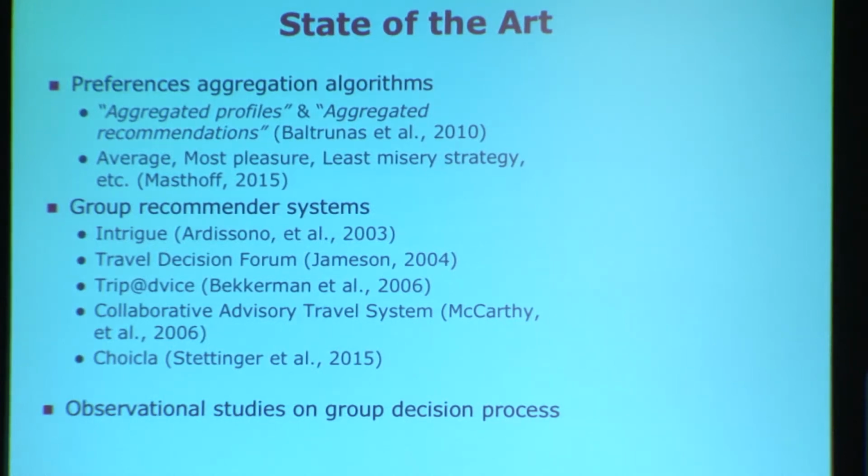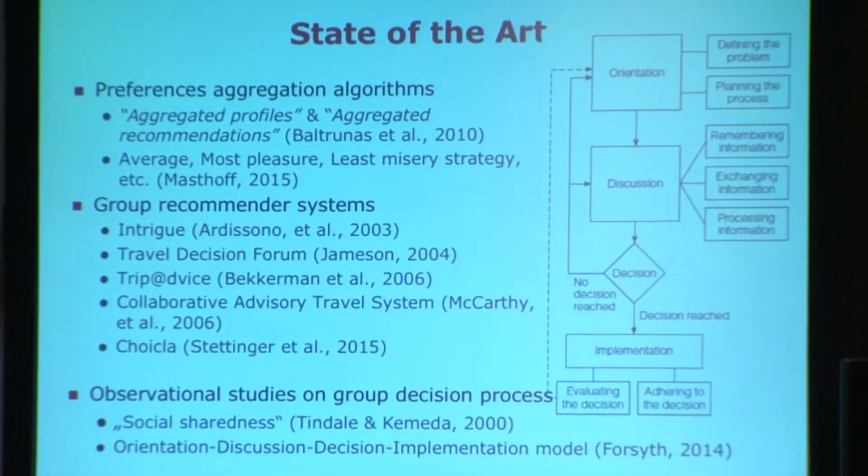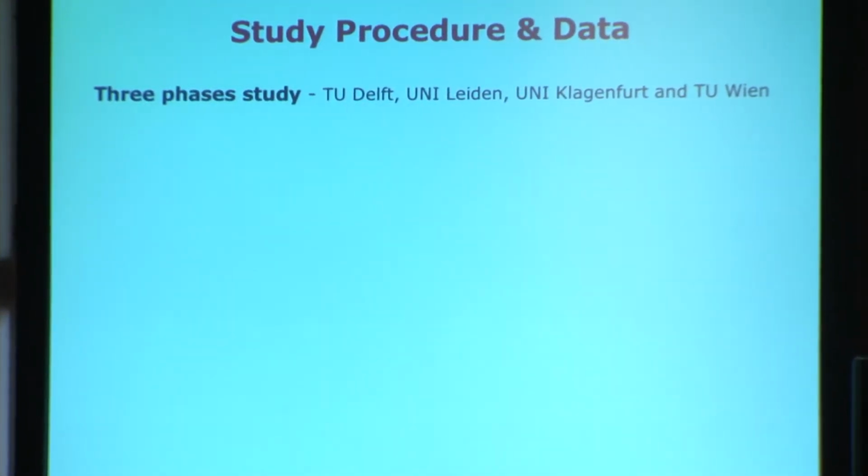What we were motivated by were the observational studies more from the social disciplines. One of those is social sharedness, which evaluates the impact of the degree of information sharedness among the group members and how it affects the final group choice. The second one suggests that groups who take a certain structure in their group decision-making process make better decisions. They propose four phases for the group decision process: orientation, discussion, decision, and implementation and evaluation.